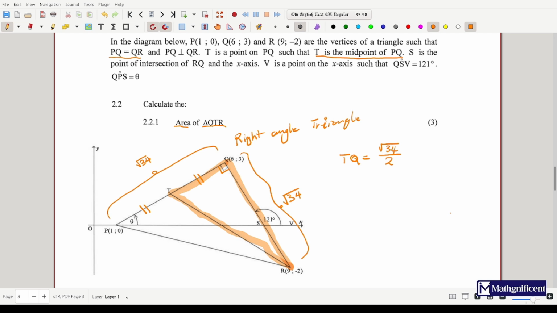So this is the length of TQ, right? We divide the total length by 2. Since T is a midpoint, we now know that this length here is going to be equal to the square root of 32 divided by 2. Then here we have the square root of 32 divided by 2. So these are the lengths that we have for this particular triangle.